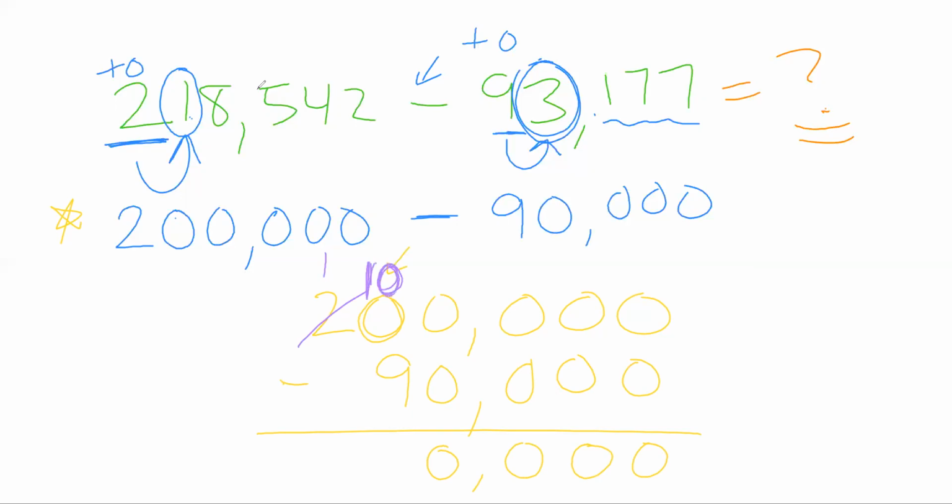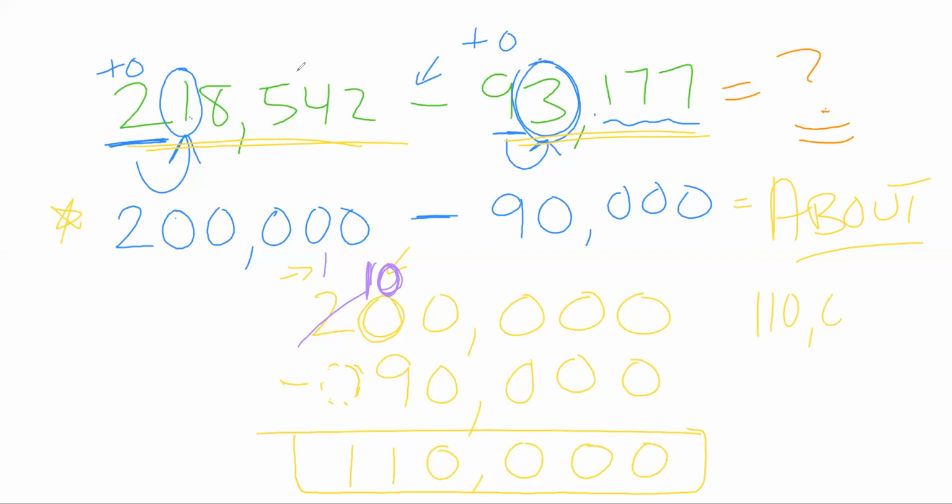Now I got 10 minus 9. That gets me 1. And then this 1 minus 0, really, right? There's nothing there, so it's like a 0. Gets me 1. So here's my estimation. When I take 218,554 and I subtract 93,177, well, my answer should be about, that's the key word we want, 110,000. It should be about that.